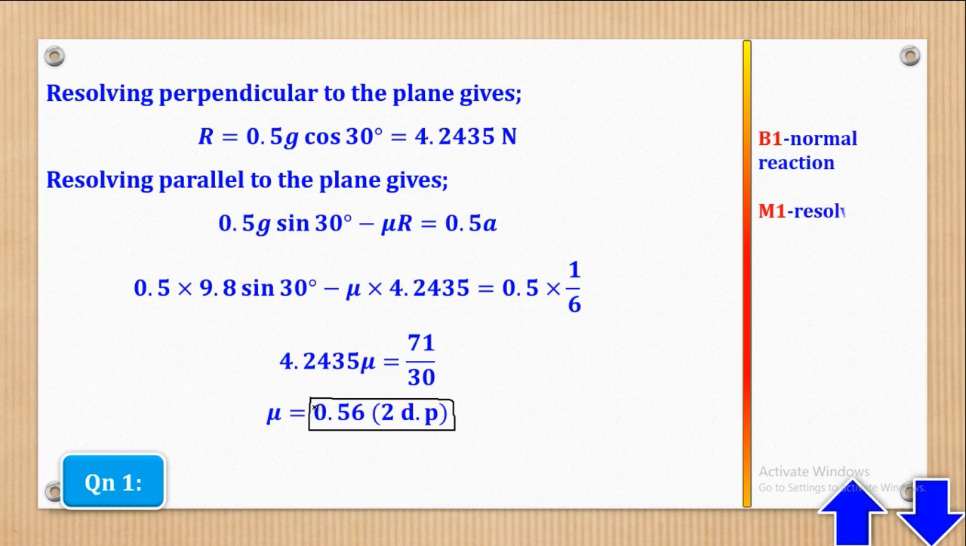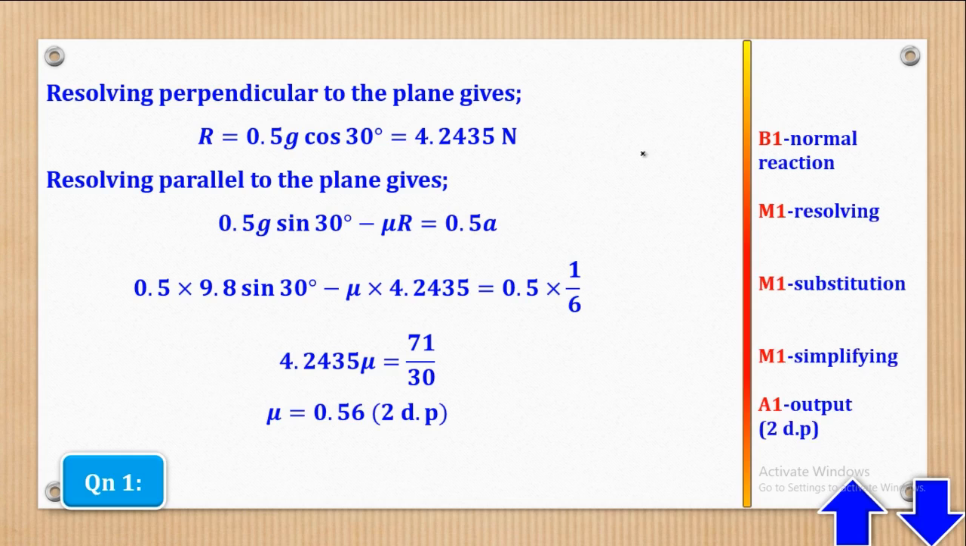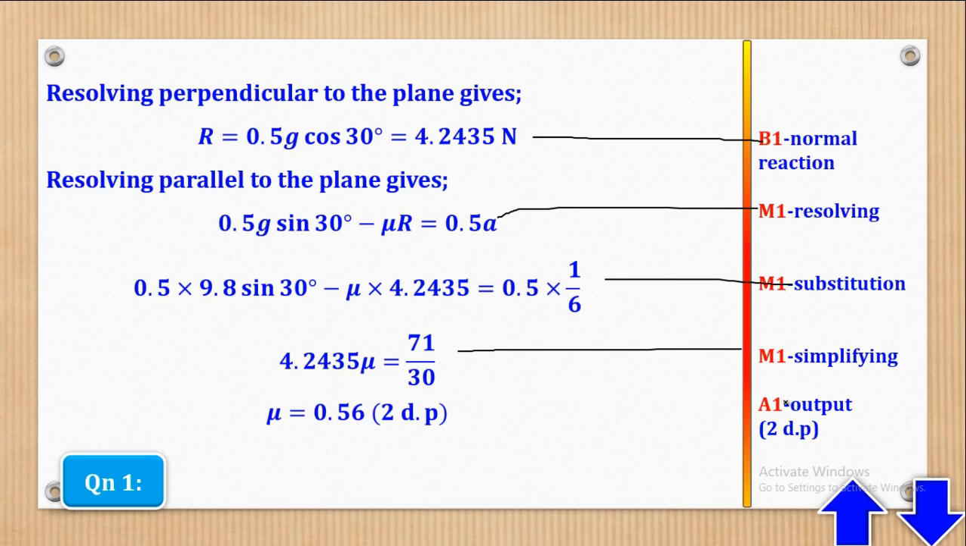Before we go to the next part, let's see how much can be awarded for this slide. B1 for getting the normal reaction, M1 for resolving, M1 for substitution, M1 for simplifying, and A1 for the output corrected to 2 decimal places.